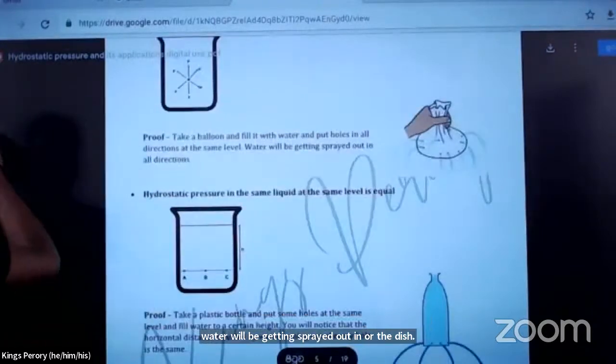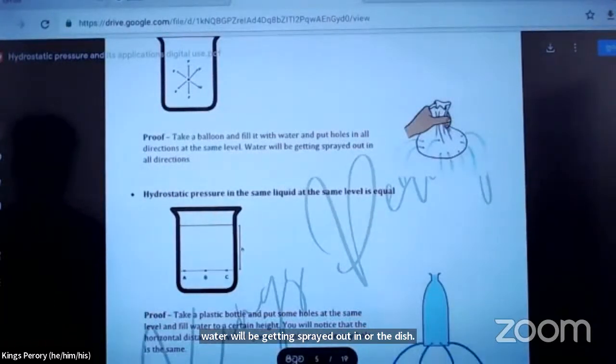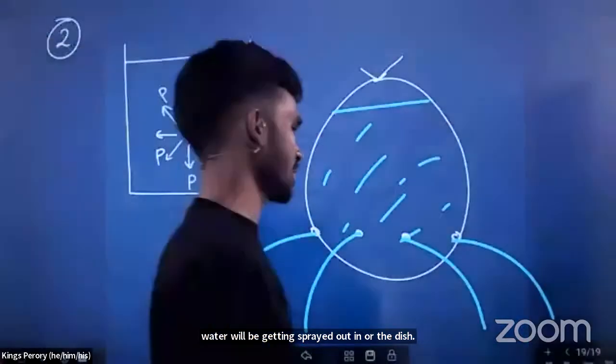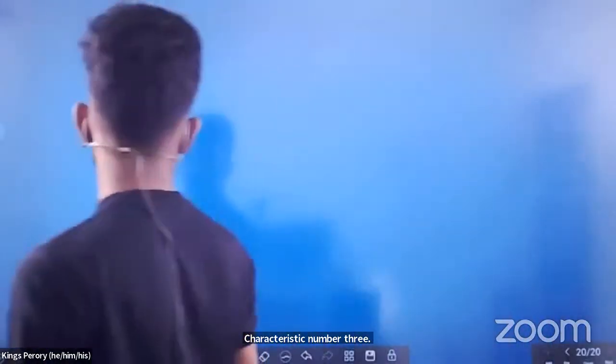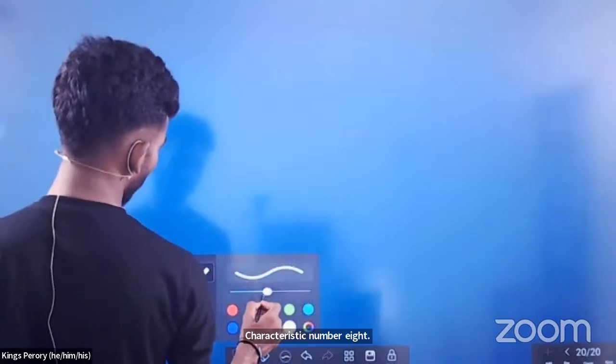Characteristic number 3. Third characteristic. Small points, but very important.